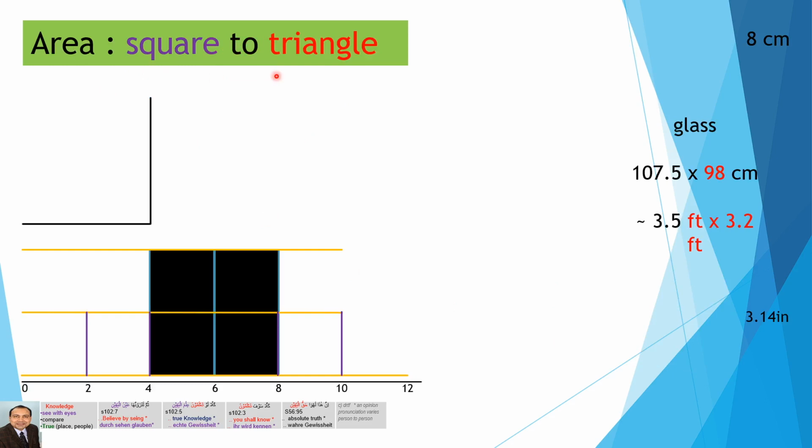Area, square to triangle. So this is a square, 4 sides are equal.